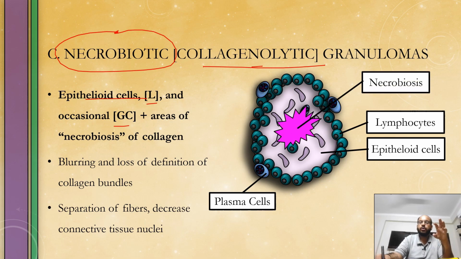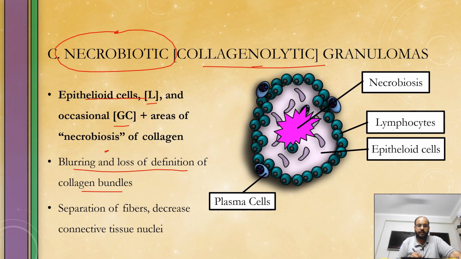Now, necrobiosis will look like an amorphous pinkish area at the center of the granuloma, but necrobiosis can also be seen outside the granuloma because collagen destruction is happening everywhere. Okay, so in necrobiosis, you have blurring and loss of definition of collagen bundles. Remember the lecture on dermis, in which you could easily make out a normal collagen bundle, but in necrobiosis, the collagen bundle is blurry.